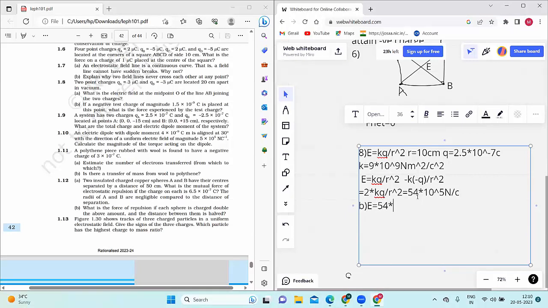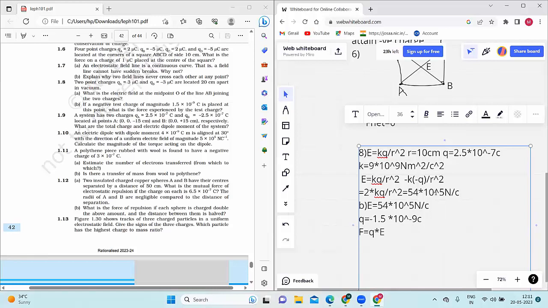54.54 into 10 power 5 Newton per coulomb, and the given charge is minus 1.5 into 10 power minus 9 coulomb. As we know, the force due to an electric field is F equal to Q into E.